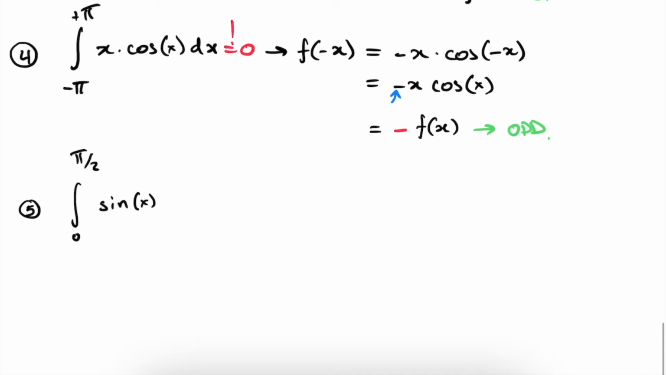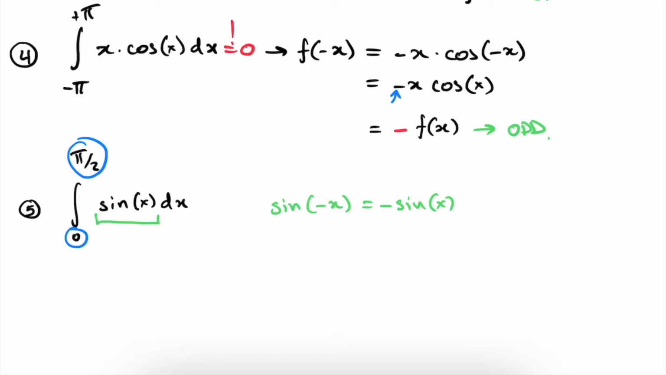sine of x dx. And from this we immediately know that the sine of x is actually an odd function, because we know that the sine of minus x is equal to minus the sine of x. It's one of these properties that you learn in your goniometric classes. So we could conclude that this integral is also 0. However, that would be a mistake, because we are not integrating over a symmetric interval. We're integrating from 0 to pi over 2.